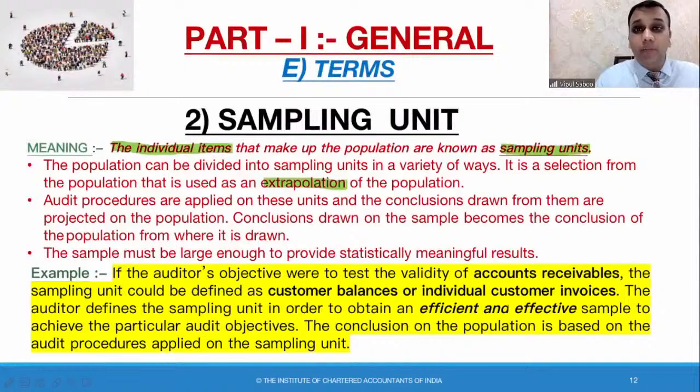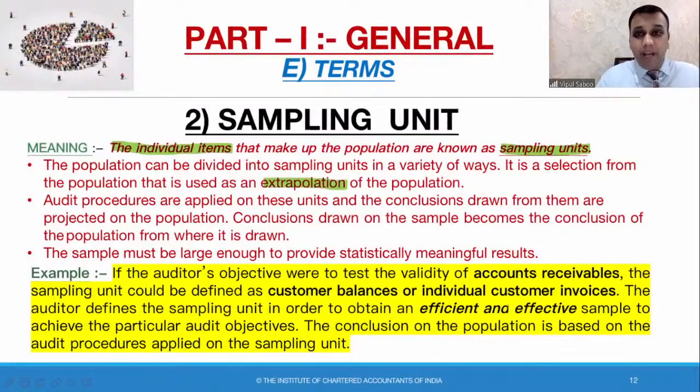All the streams can be further divided on the basis of gender, boys and girls, third gender. You can make sampling units on the basis of that as well, or on the basis of city, on the basis of preferences. So all the units, the students are the units, right?